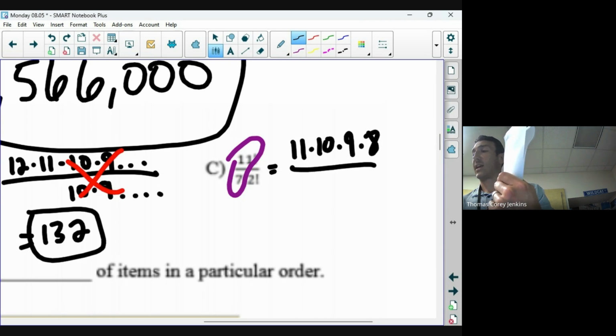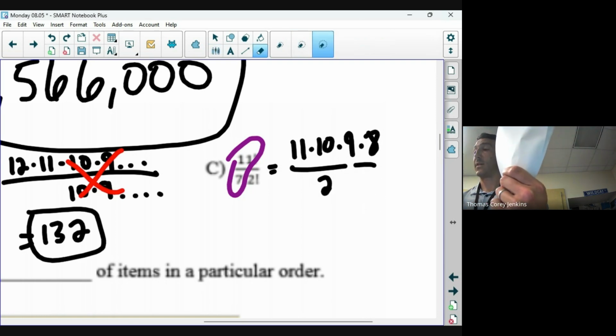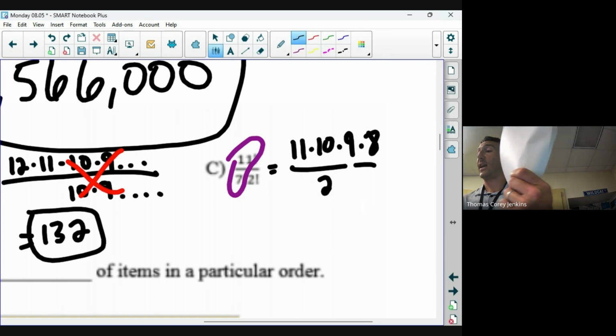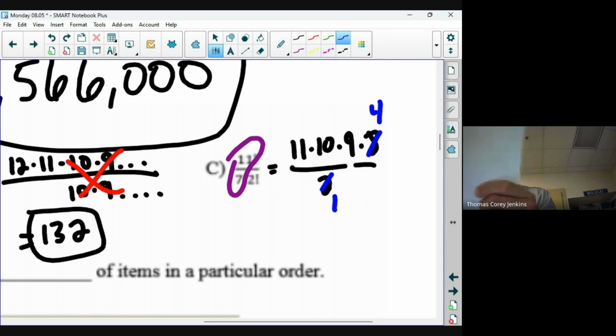What I haven't canceled yet are the 2 factorial. Really just 2. I'm just going to write that as 2 because 2 times 1 is 2. And then if I wanted to, I could do another cancellation, right? I can get fancy here if I want. Make that a 1, make that a 4. And then just 11 times 9 times 10 times 9 times 4.